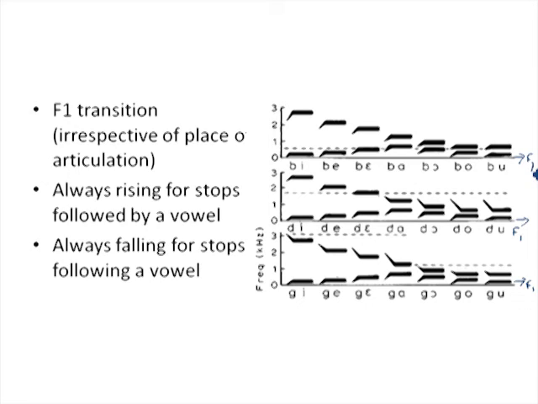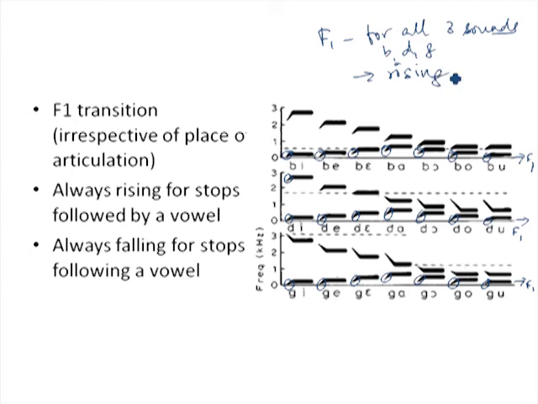Now, if you look only at the F1, look at the pattern. This part that I'm marking here is your F1 transition. What is the commonality that I'm marking in terms of my transition here? Is everything rising or is everything falling? Okay, look at that and you can say that F1 for all three sounds, B, D, and G, is rising. I'm only asking you to focus on F1. F1 is the first formant on your spectrogram here. You're seeing that as the first formant down there.